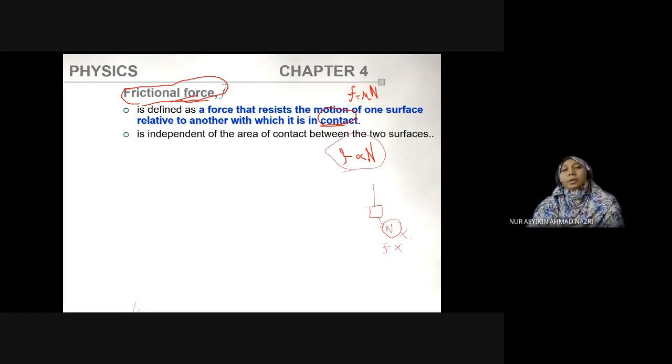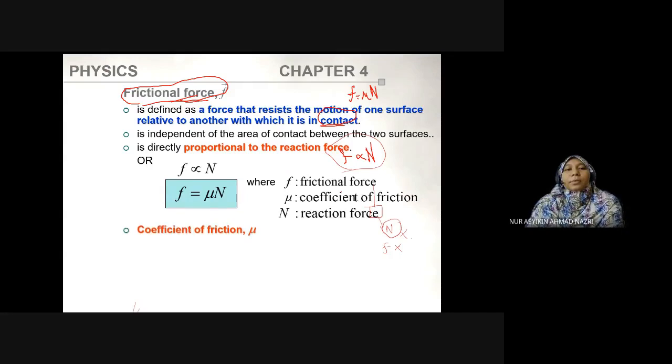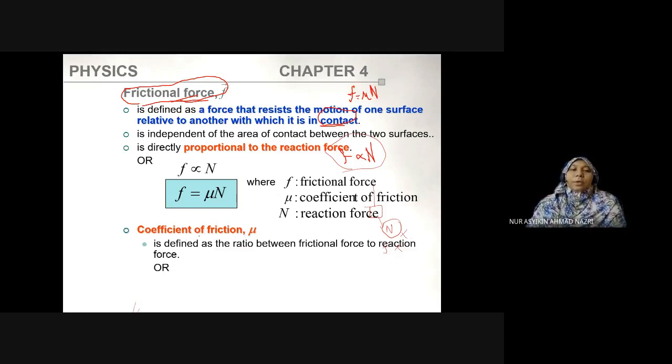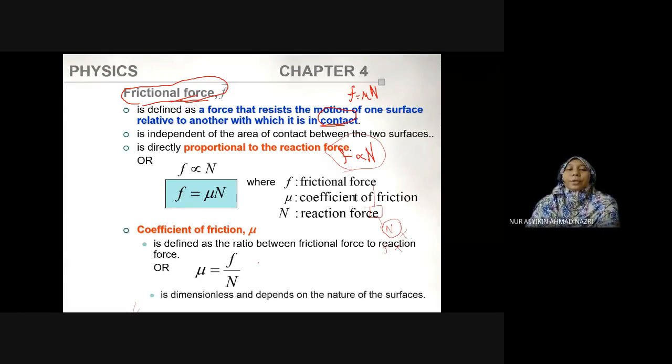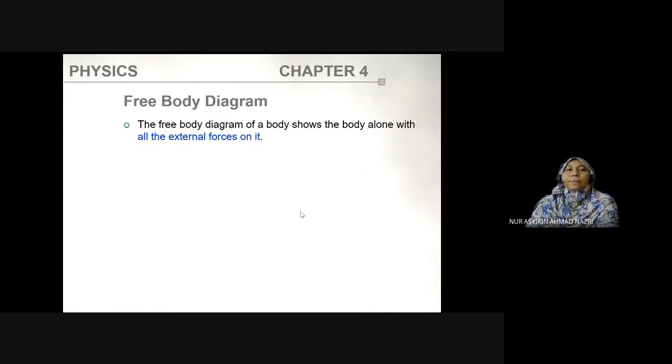So higher the normal force, higher the frictional force. Ya, so inilah yang saya nak cakap tadi. So for frictional force akan proportional. So what is your coefficient of friction? So it can be defined as the ratio of frictional force to reaction force, is dimensionless and depends on the nature of the surfaces. Okay, and then free body diagram.